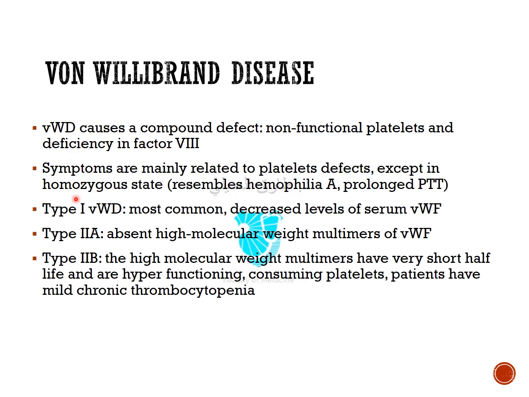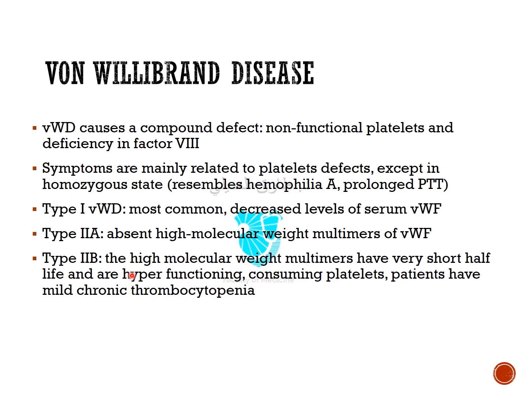There are, as we mentioned, many types of von Willebrand disease. The first type, which is the most common, has a decreased amount of the circulating von Willebrand factor, so the patients will have non-functioning platelets. In type 2, there are two forms, A and B. In type 2A, the pathogenesis is different. In this one, we do not see the high molecular weight multimers, the precursor of von Willebrand factor. It is not there. These patients have absent multimers. In 2B, the multimers are present, but they have abnormal function.